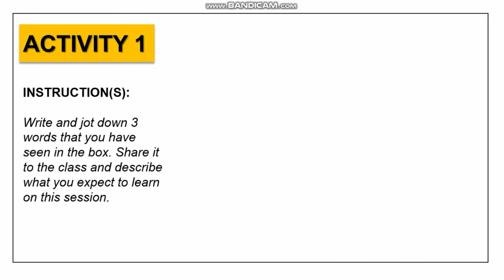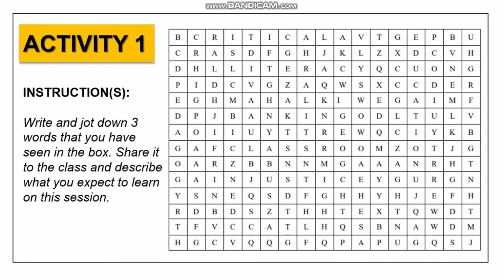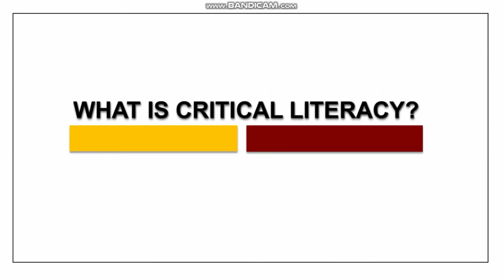For our first activity in this session, write and jot down 3 words that you have seen in the box. Share it with the class and describe what you expect to learn in this session. Instead of sharing your 3 words right at this moment, you can reserve it and share it in our next session on MS Teams. What is critical literacy? How did it develop and how did it become an essential foundation to education?